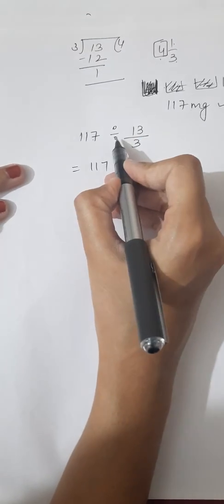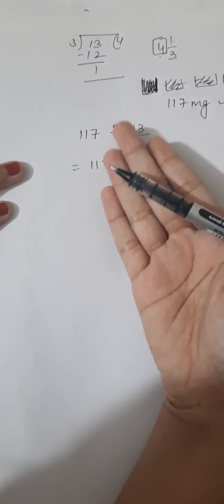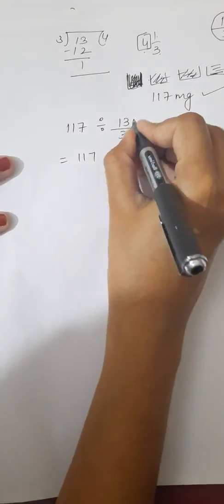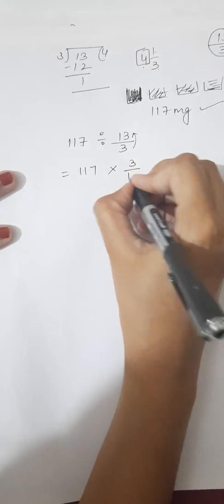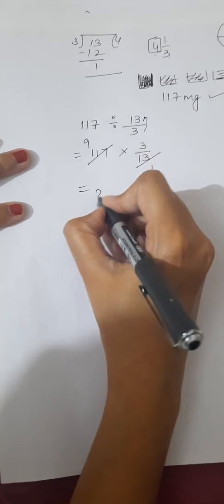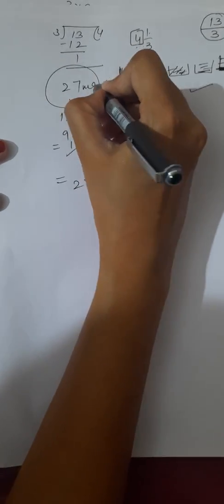Now if I have to divide, we all know when two fractions are there, the divide sign will not stay, and we change divide to multiply. So this will multiply and this will be the reciprocal. So this will become 3/13. Now 13 ones are 13, 13 nines are. What will be the answer? 27 mg. So this means in this, how much cholesterol is there? 27 mg will be there.